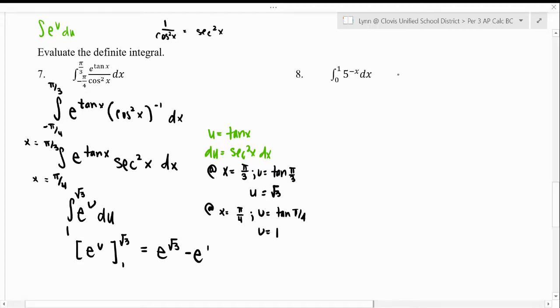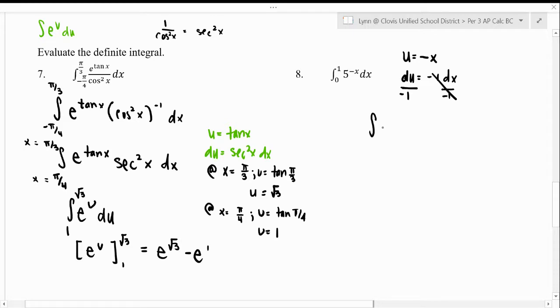Okay, so 5 to the negative x dx. So I'm going to let u equal, no rearranging needed, yeah? So u will equal my negative x, and then I will take that derivative, which is negative 1 dx. So lovely. And then divide by negative 1. So what will that give me? I'm going to work over here.